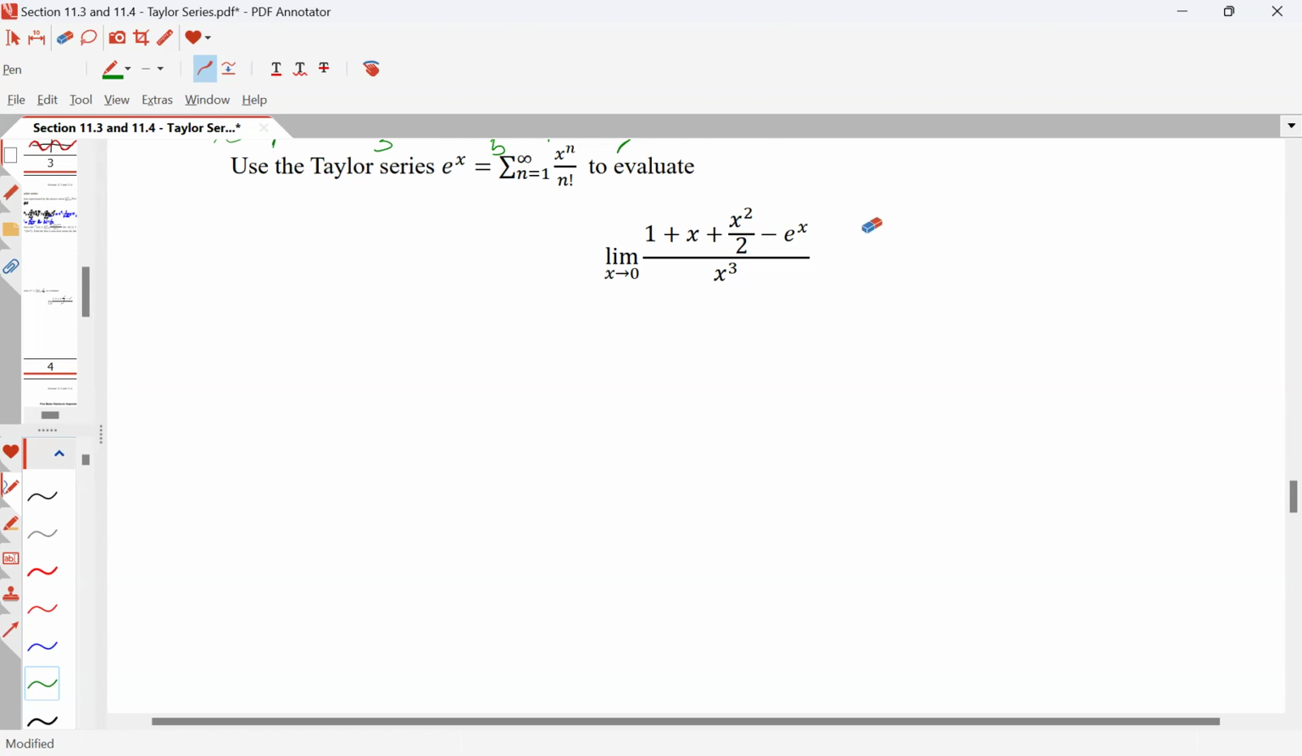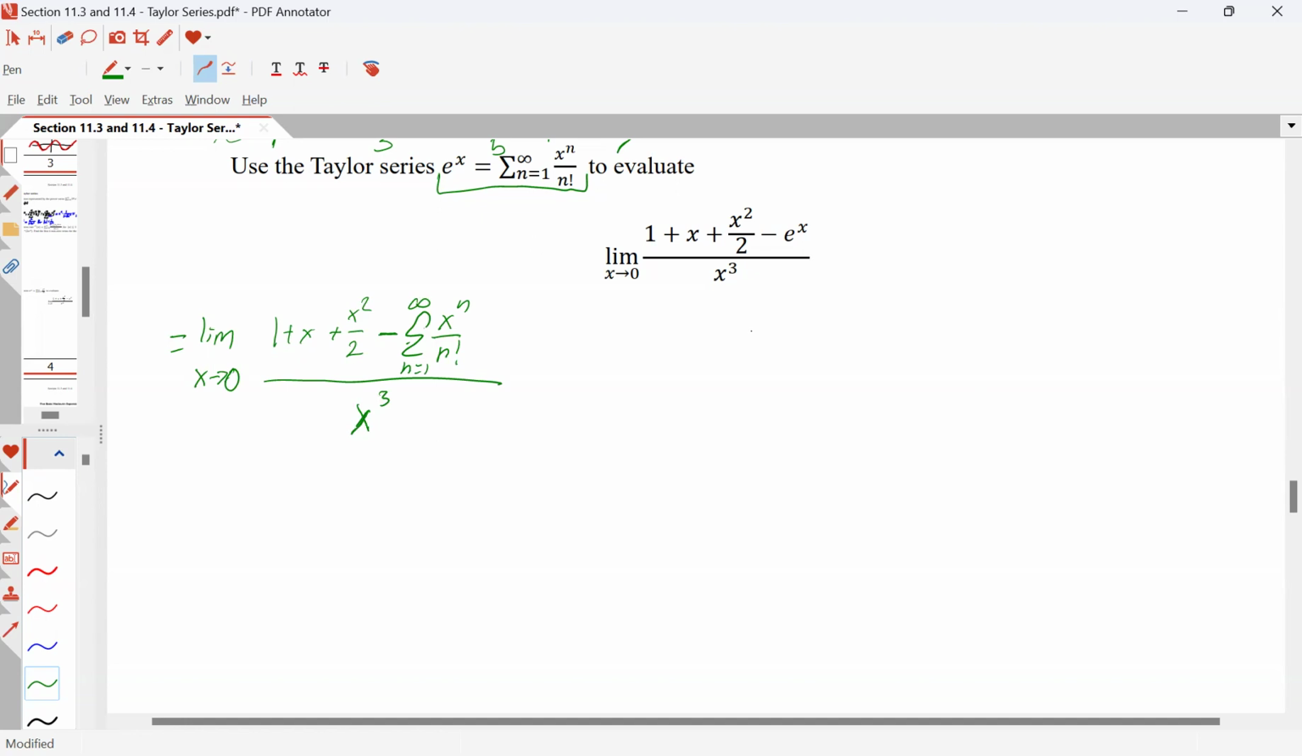So instead of using L'Hopital's rule repeatedly, we can also use this Taylor series and turn that numerator into a polynomial, and we know how to do limits of polynomials. So I'm going to replace e to the x with the Taylor series we're given. Minus the series n equals 1 to infinity of x to the n over n factorial, all over x cubed.